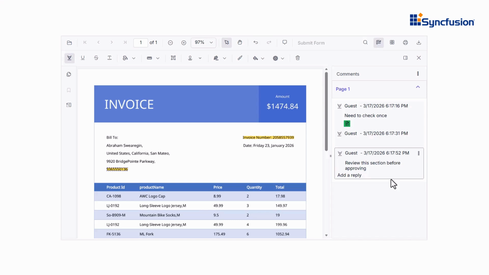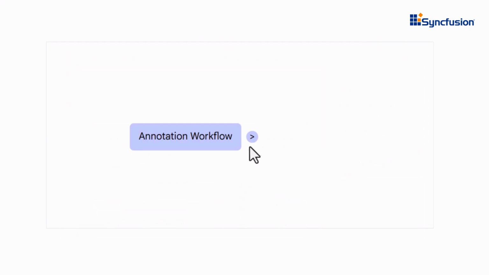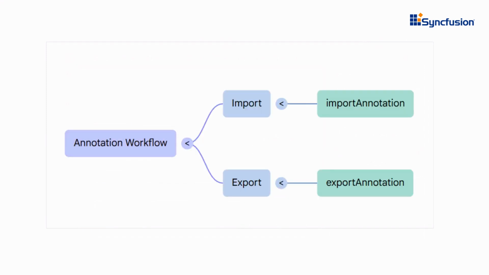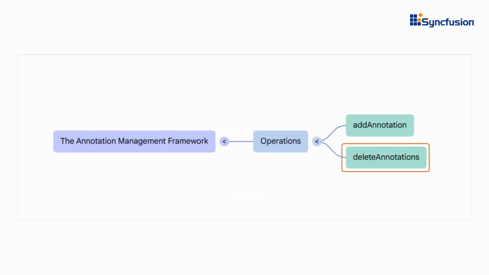Want to save or reuse annotation data? The PDF Viewer supports importing and exporting annotations in JSON and XFDF formats. Users can manage this directly from the comments panel, while developers can integrate annotation workflows programmatically when needed. You can add or delete annotations using the available APIs.